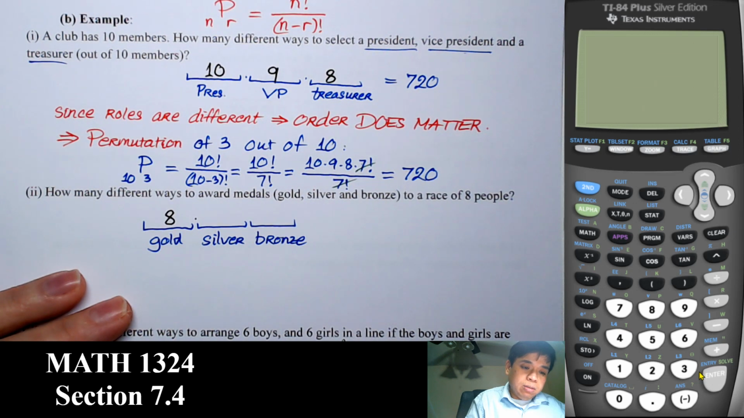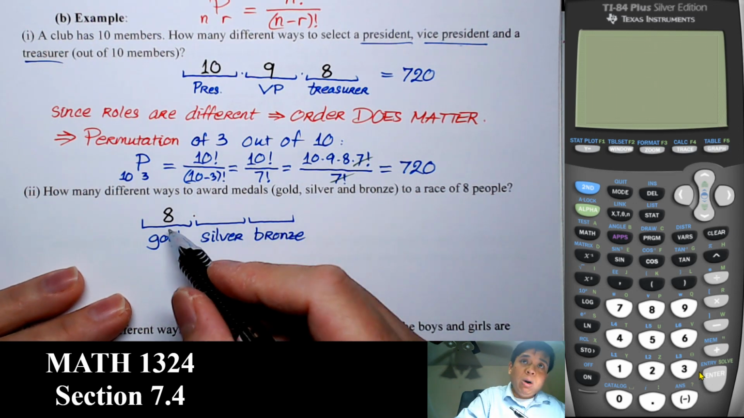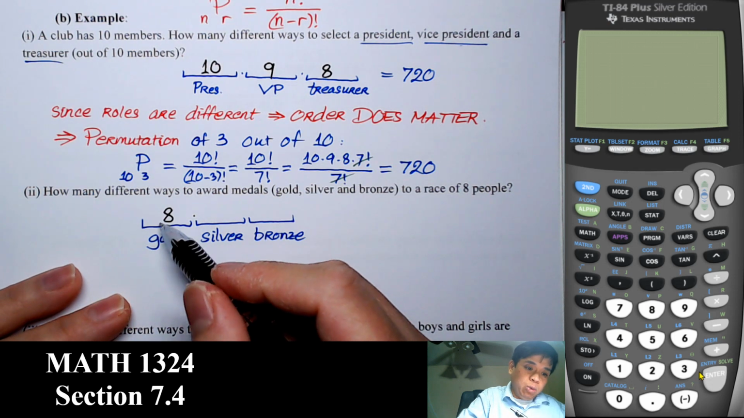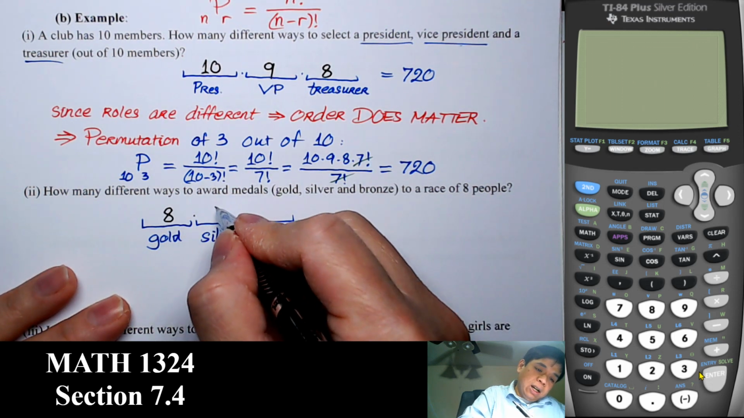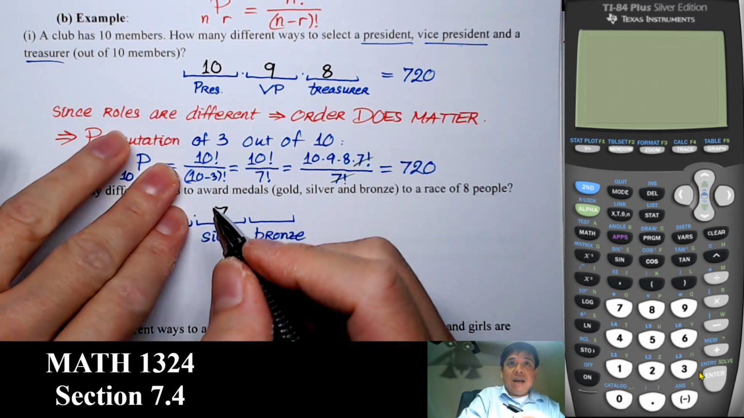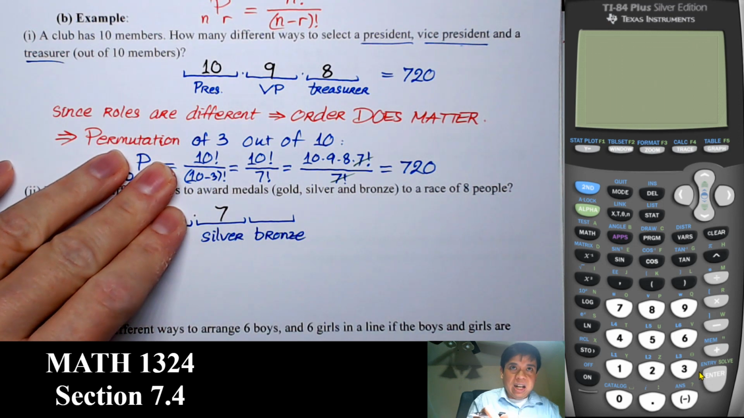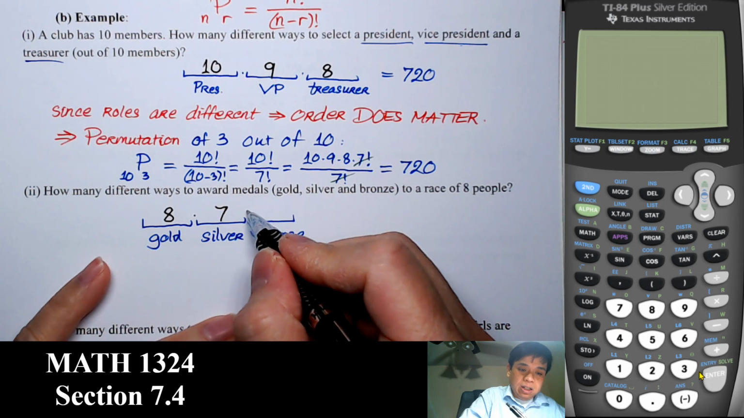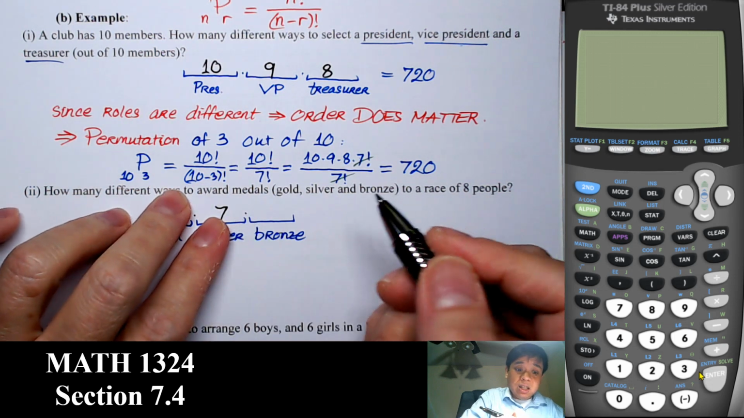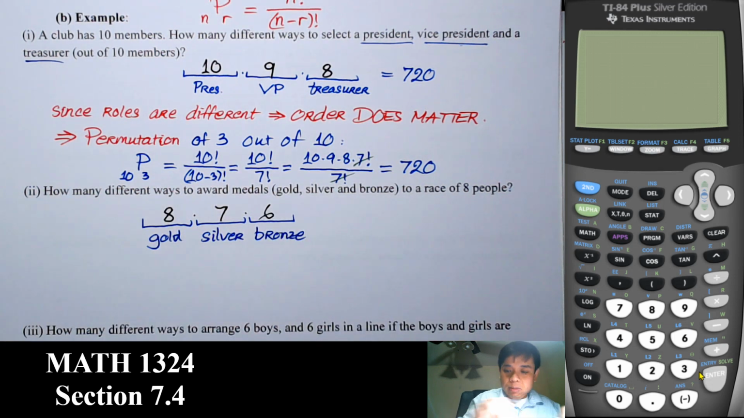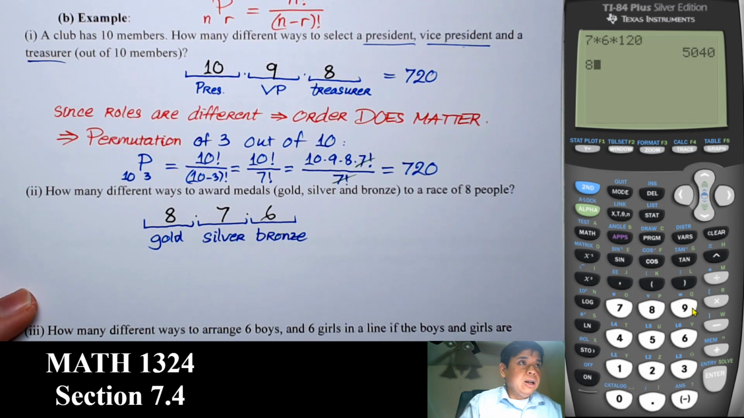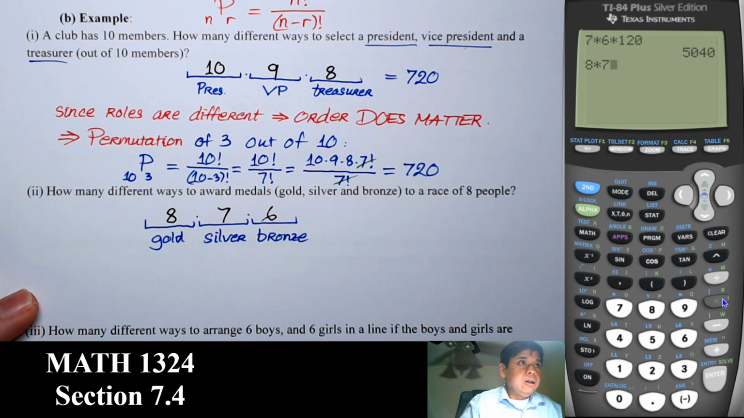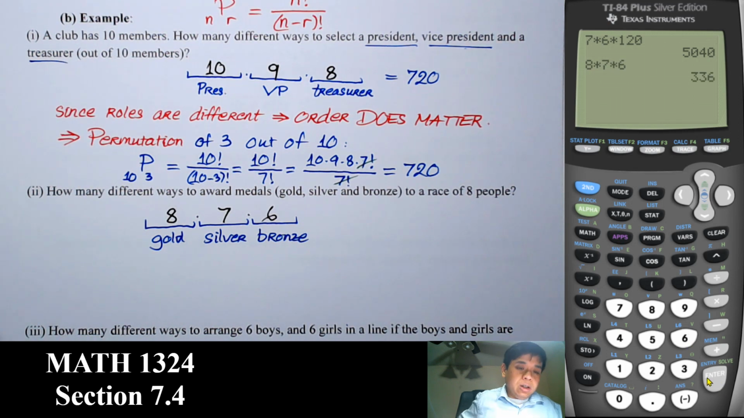To award gold, there are 8 people, so one of them can win, 1 out of 8, so it's 8. And then that person is taken. Now there's 7 left to be awarded silver, so one of them will win the silver. And after those 2, there's 6 left to choose the bronze. 8 times 7 times 6. 336.